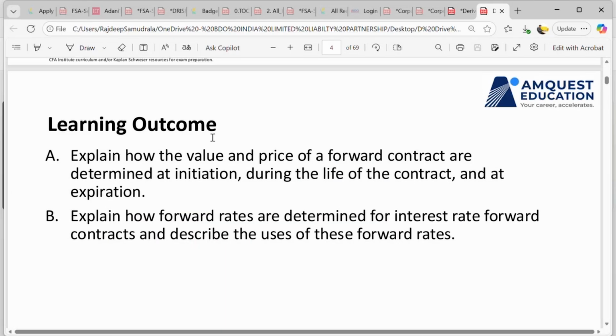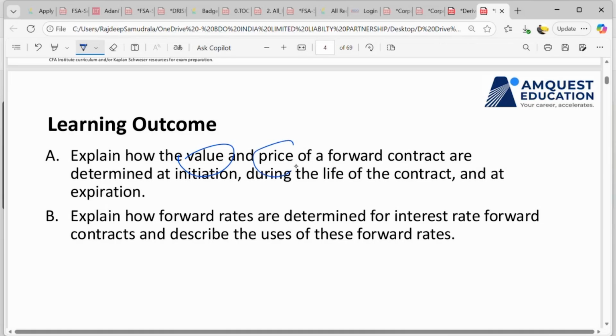So we look at valuation and pricing of these contracts. That's critical, value and pricing. We'll do it for each contract. We'll go step by step. First, look at a forward contract.